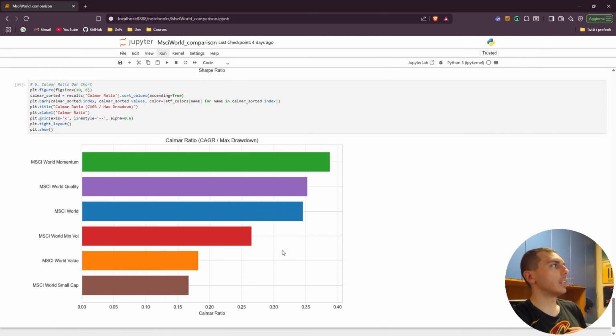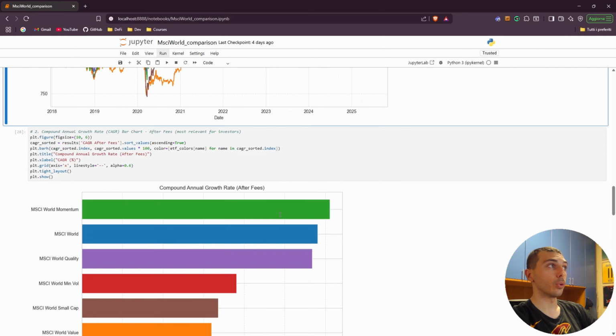Our last chart is the Calmar ratio, another measure of risk-adjusted return, this time focusing on the worst-case drawdown instead of volatility. Here, the MSCI World Momentum actually takes the lead, meaning its strong returns allow it to recover more efficiently from its drawdowns. So let's jump into conclusions.